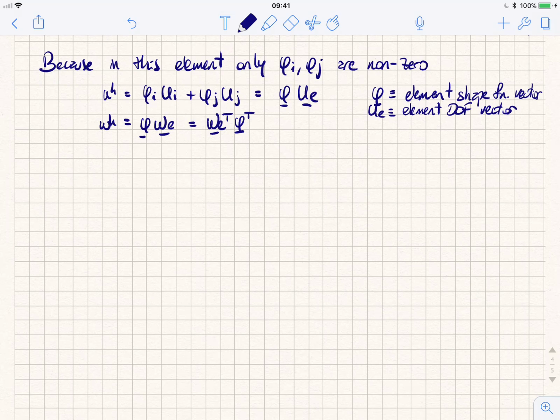And I am following the notation that is commonly used in finite elements. So don't think about phi and u as being, for example, both column vectors or both row vectors. Think about them as being just vectors. And so when I write something that looks like this, I'm actually doing the dot product between those two vectors. And this is the way it is normally done in finite element literature.